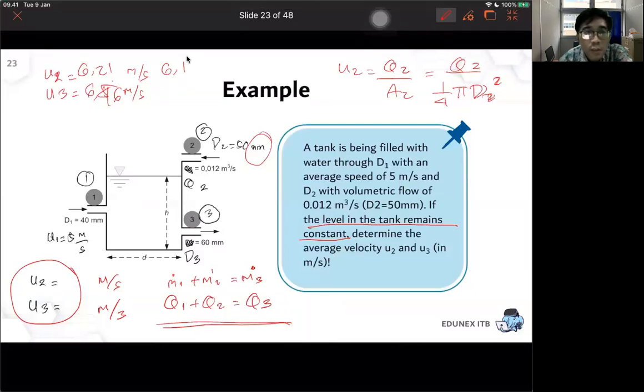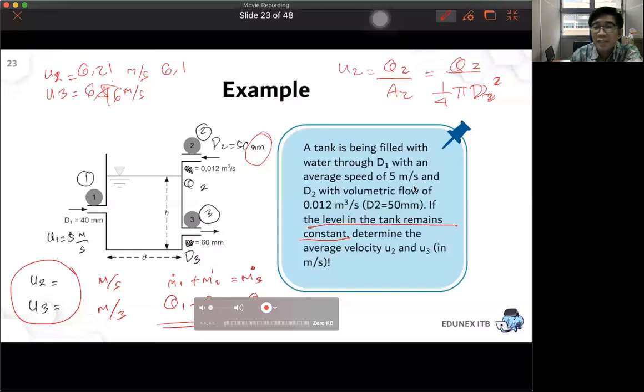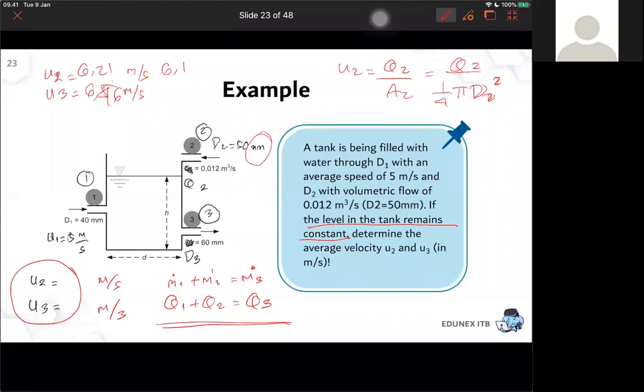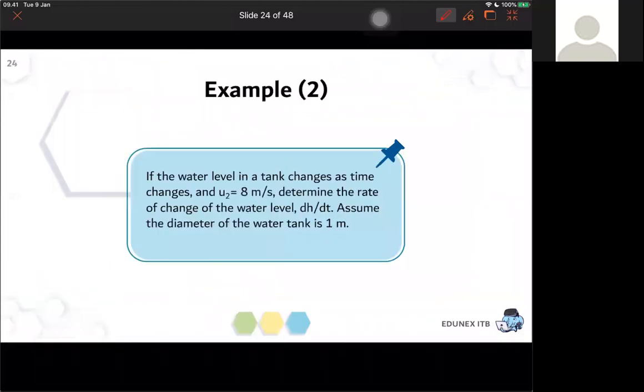Alisa also got the same number, so it should be correct. Okay, can we continue? Yes, sir. I'll give this one to you as the homework.